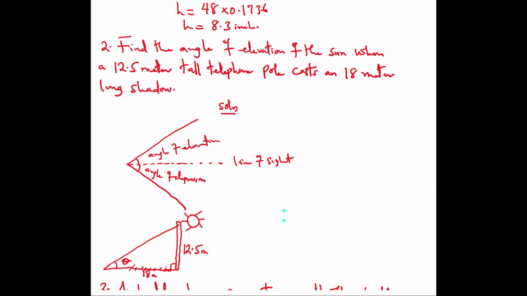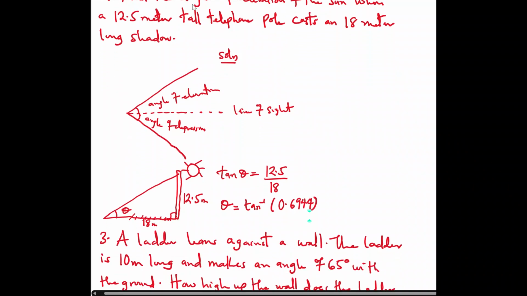Okay, so in this case, if we are finding the angle of elevation, now we are given the opposite side and we are given the adjacent side. So in this case, we are going to use tan theta. Okay, so that will be tan theta is equal to 12.5 divided by 18. So 12.5 divided by 18 will give us 0.6944. So theta is equal to arc tan of 0.6944, and we should get 34.8 degrees. Okay, 34.8 degrees. So that's it for that question.